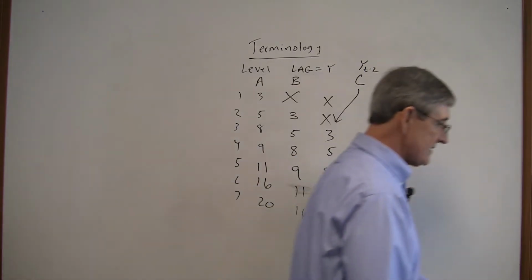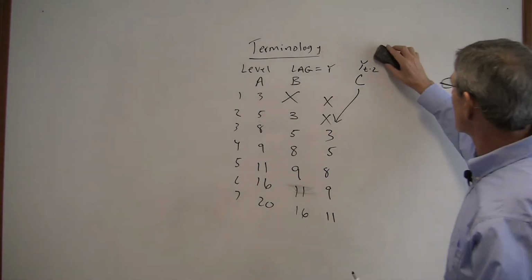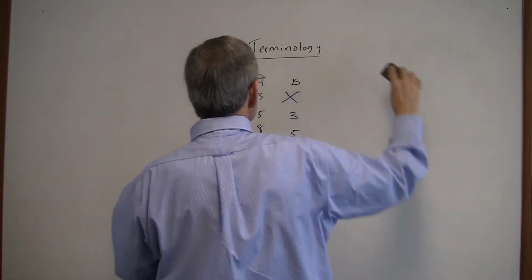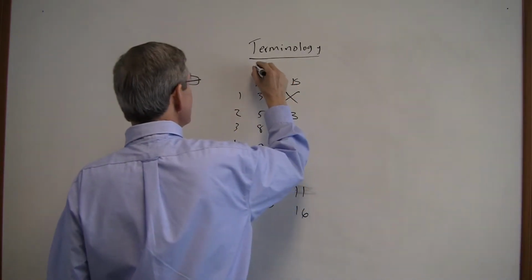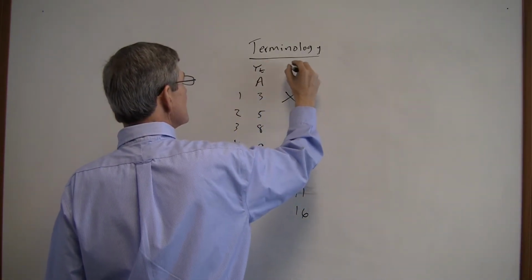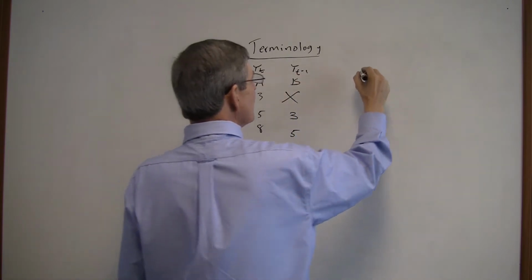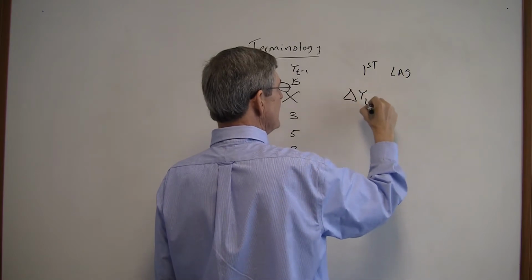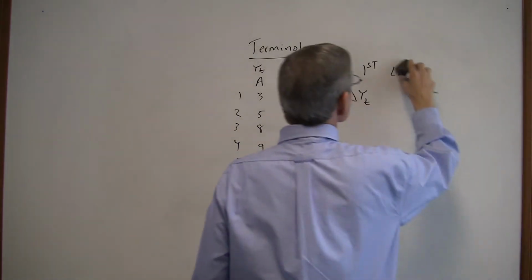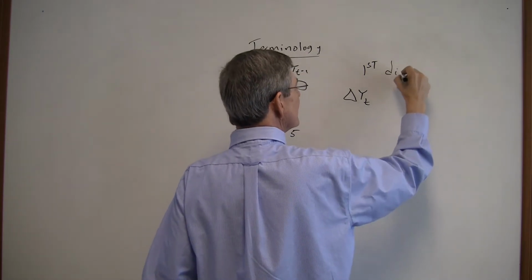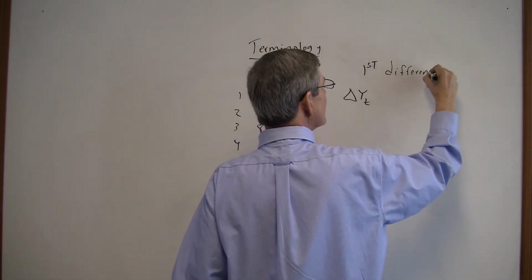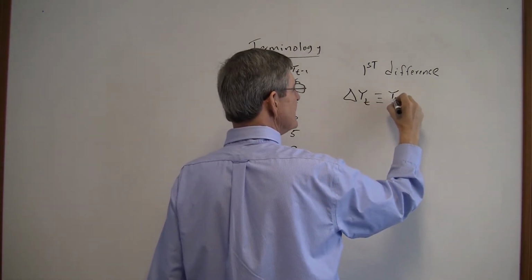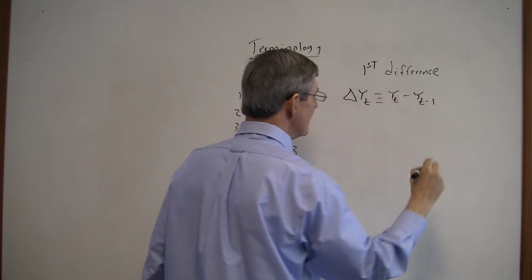Okay, the first difference of a series. So this was y_t. This was y_t-1, the first lag of a series. The first difference of a series we denote as delta y_t, and it's defined as y_t minus y_t-1.